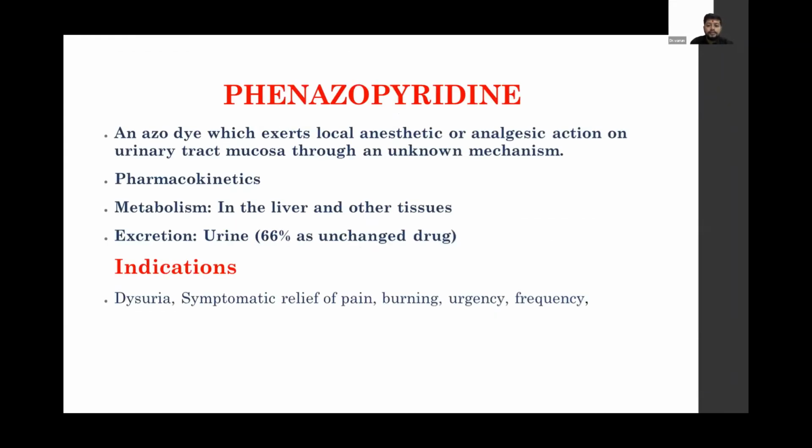Then the other one is phenazopyridine. It is an azo dye which exerts a local anesthetic or analgesic action on the urinary tract mucosa through an unknown mechanism. The pharmacokinetics of phenazopyridine: it is metabolized in the liver and other tissue and excreted in the urine as 66% unchanged drug. Indication for phenazopyridine is dysuria, symptomatic relief of pain, burning, urgency and frequency.